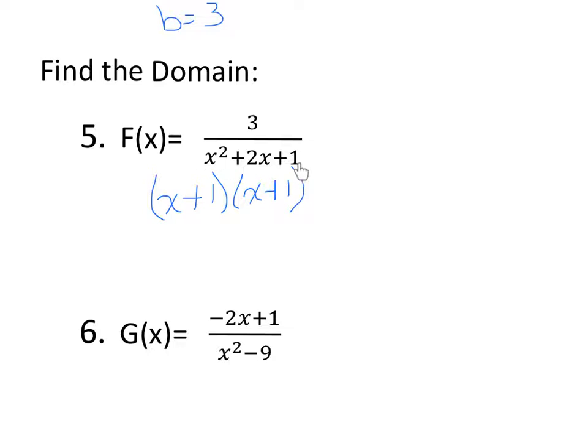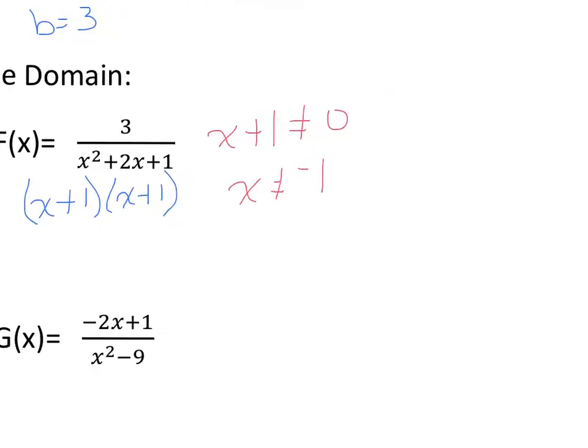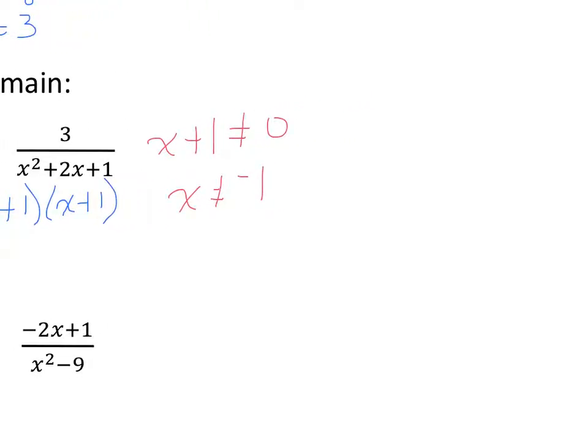And then because it's all about the denominator, you take those factors and you set them not equal to 0, because that's what we want. Since they're the same, we only really have to do it once. What we know is x plus 1 cannot equal 0. So isolating the x, we get x cannot equal negative 1. We're going to write that in set builder and in interval notation. So our set builder will look like this: x such that x cannot equal negative 1.